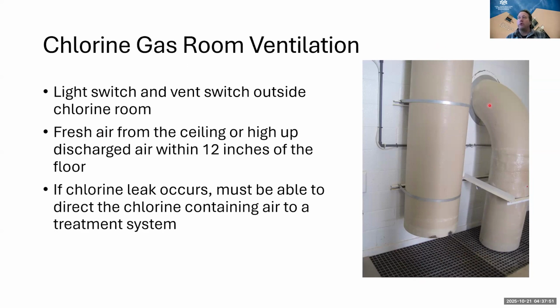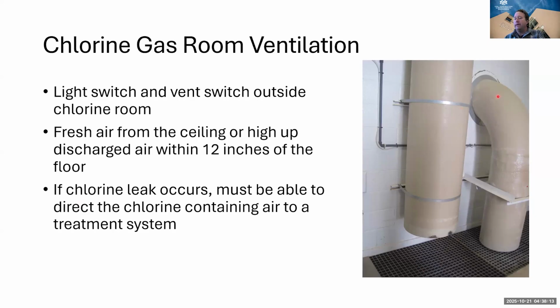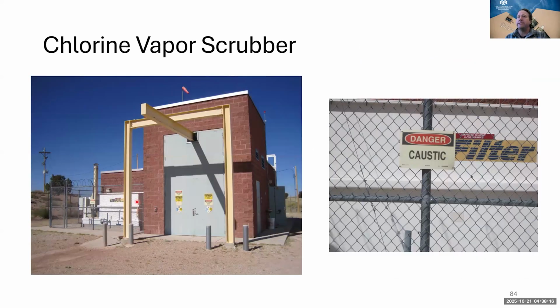And so if a chlorine gas leak occurs, we want to be able to funnel all that chlorine gas into a chlorine scrubber, into a treatment system. And so here's an example of a treatment system for a 1-ton cylinder. Again, this pipe here is going directly into this treatment system. Inside this treatment system is a caustic sodium hydroxide, which will react with the chlorine gas and remove it from the air.